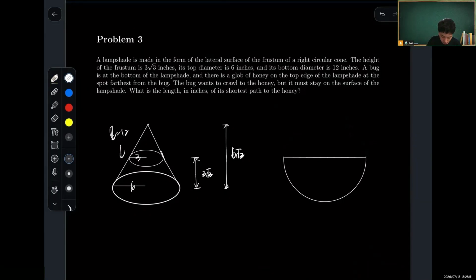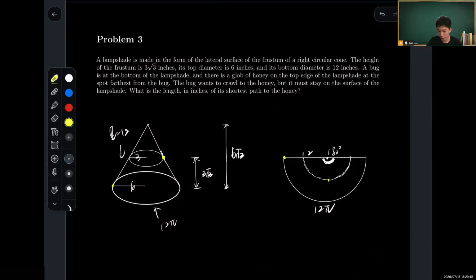Let's see why. So first we know the circumference here is 12 pi, and we also know that up here the radius of the larger circle is also 12. So the semicircle radius should have been 12 pi. Then that means the central angle here is 180 degrees. Now, remember, the problem is saying there's a bug here, and at the opposite side, there's a bug there. On the graph, what it's going to look like is this.